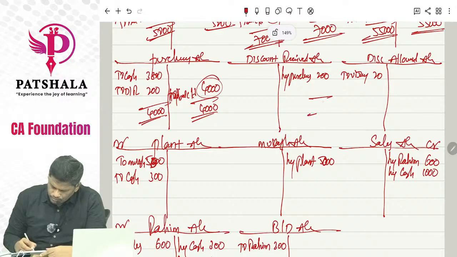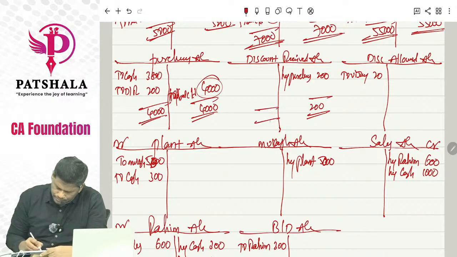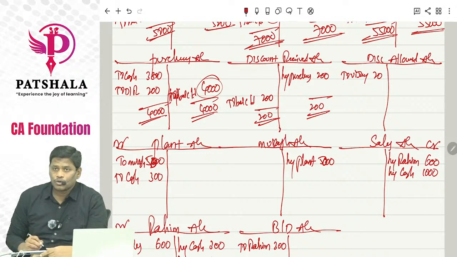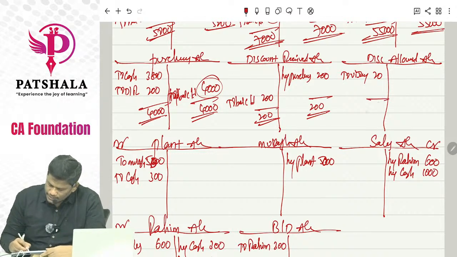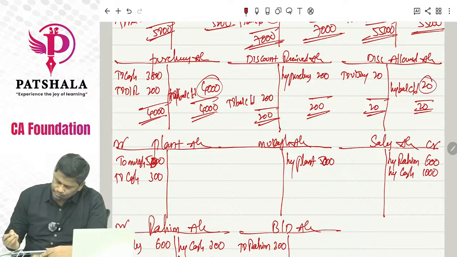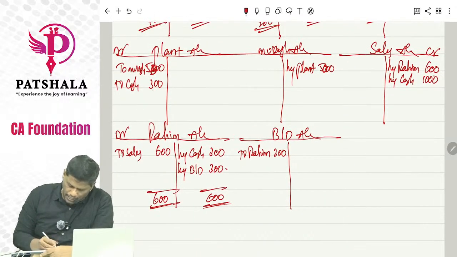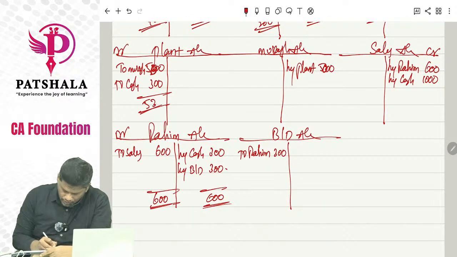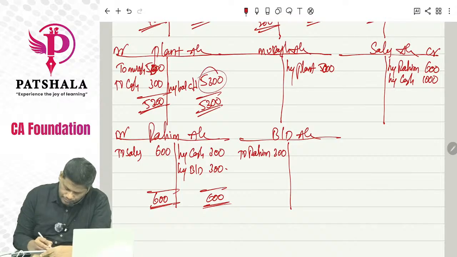Discount received. Same story. 200, 200. To balance carry down. 20, 20, 20. By balance carried down. Plant 5,300, 5,300, 5,300. By balance carried down.